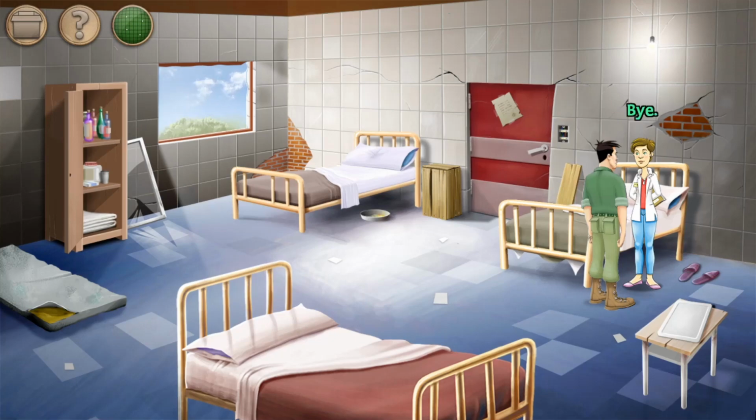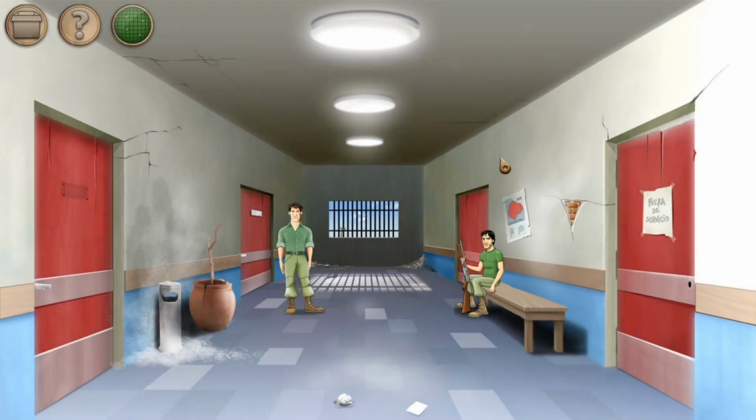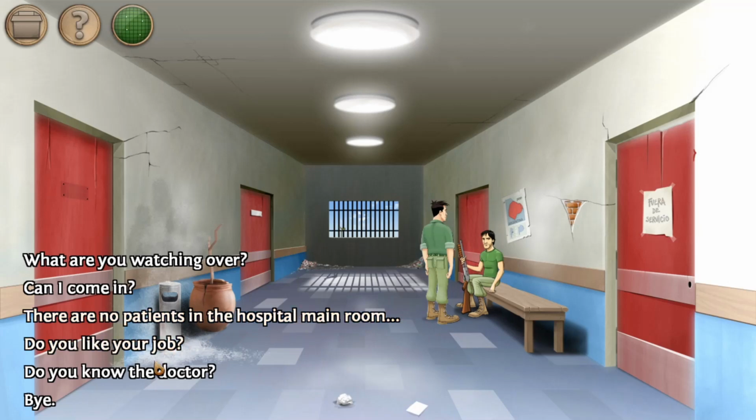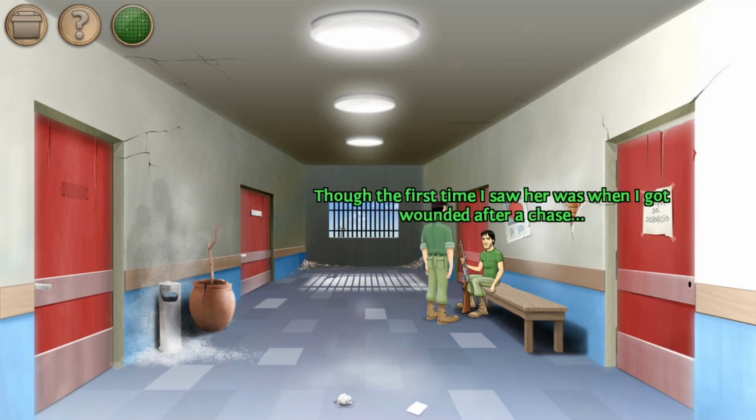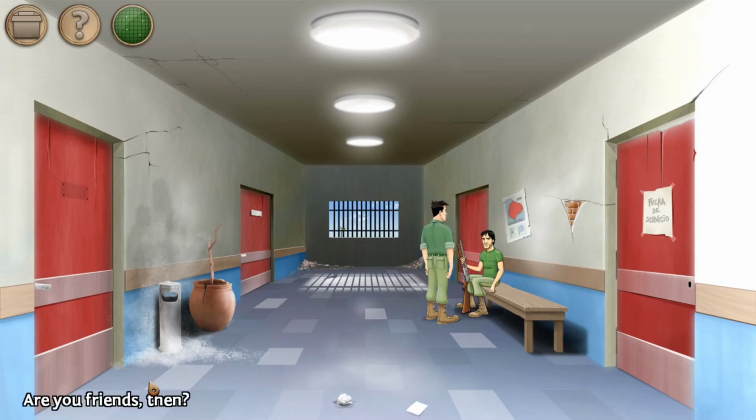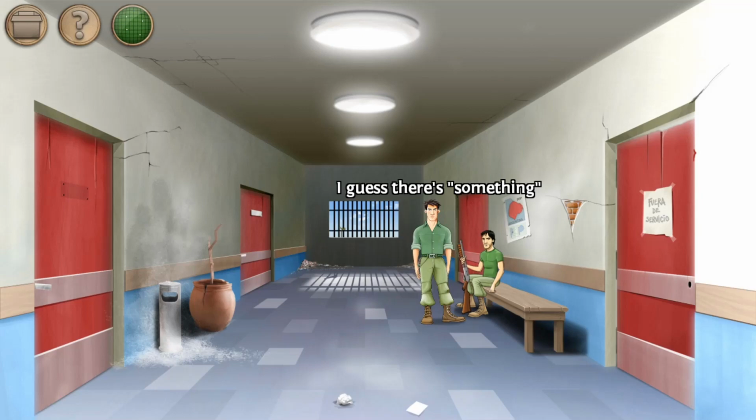Bye. Bye. So let's talk to the guard outside and we will have a new dialogue option. Hi. Hi. Do you know the doctor? Eh? The doctor? Yes, I know her. We started out together at the hospital. Though the first time I saw her was when I got wounded after a chase. Are you friends then? Friends? The doctor and me? Of course not. Though, well, never mind. I guess there's something between the soldier and the doctor.